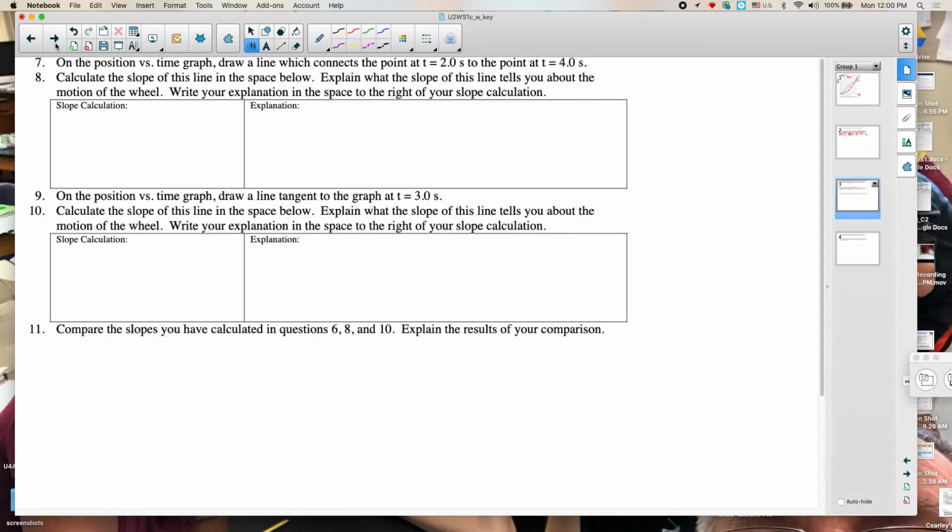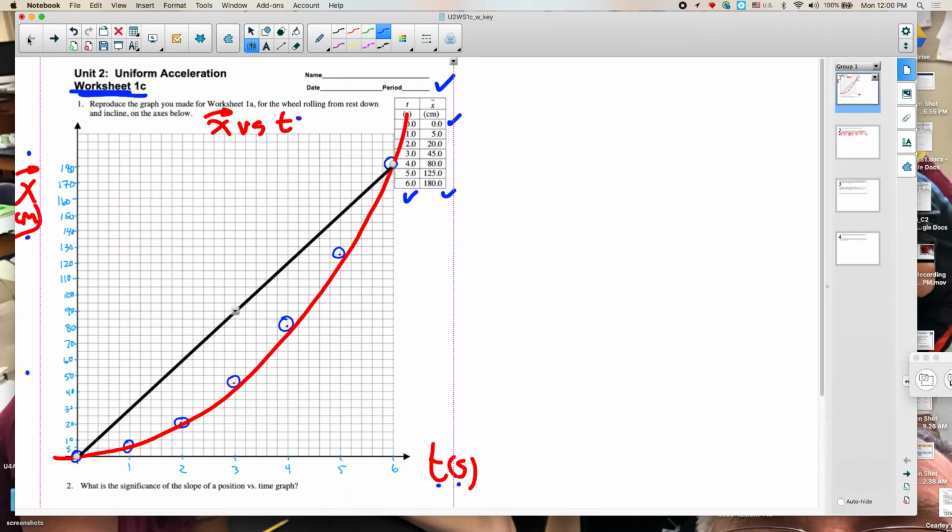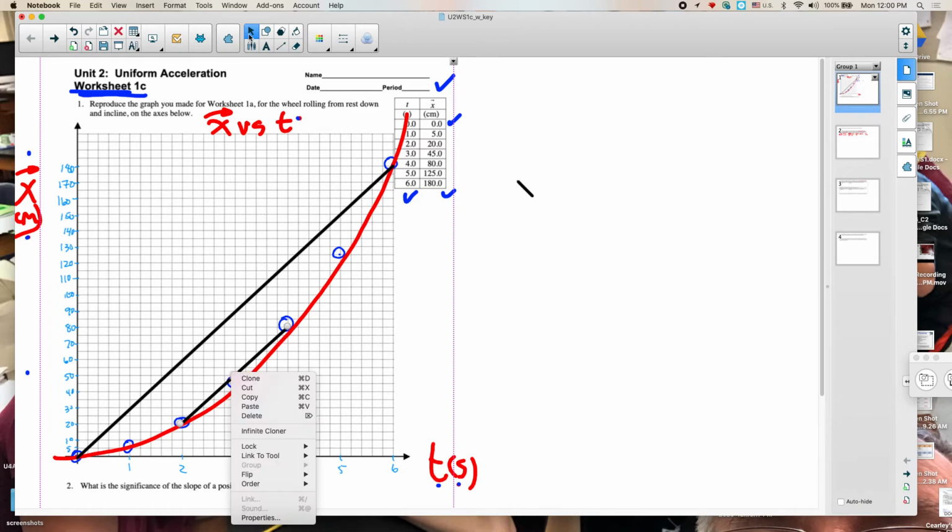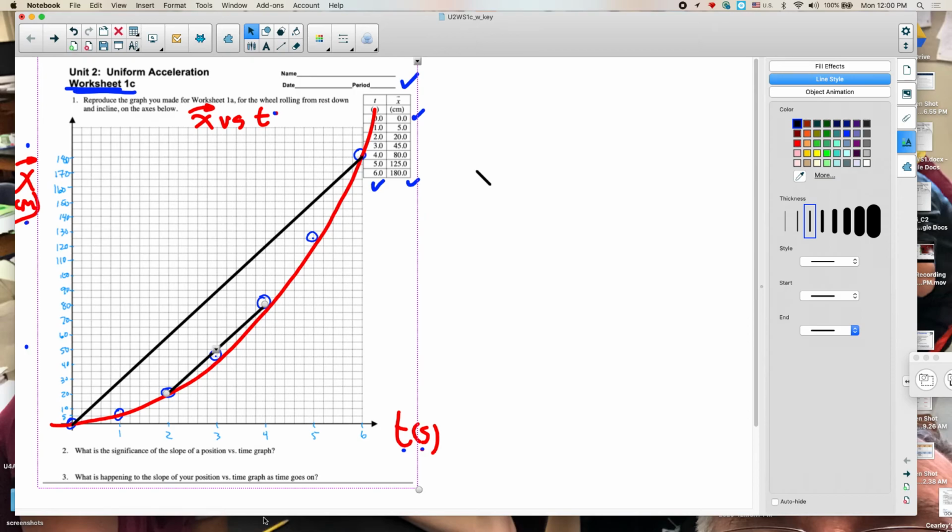Next up, they ask us to draw a line from 2 to 4 seconds on the graph. We'll do that in blue this time. And so literally you're drawing a line that connects from 2 seconds to 4 seconds. Draw that line. Boom. Try to make that a little bit better. I'm going to change that to blue just so we can keep track of the properties. I'll make that one blue. And boom.